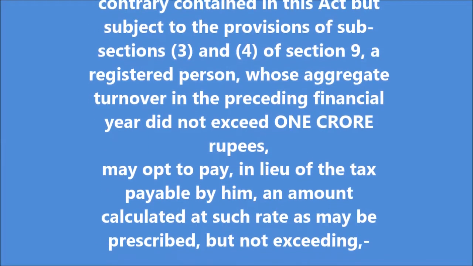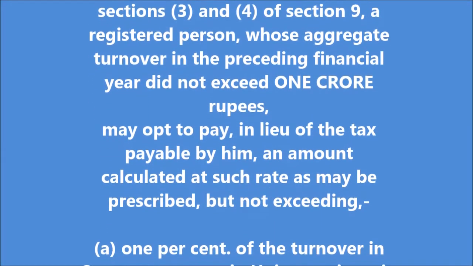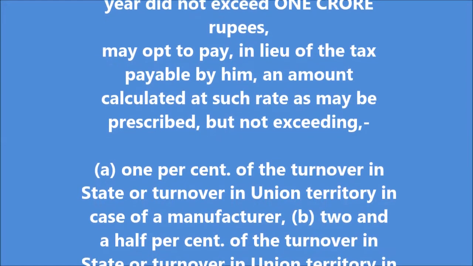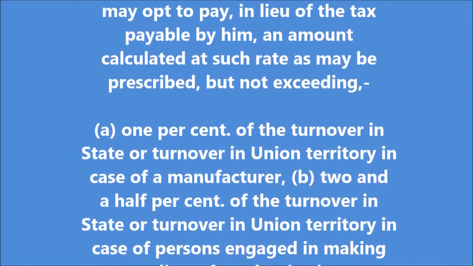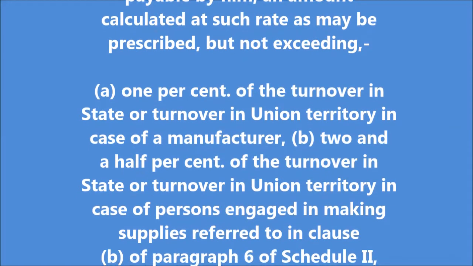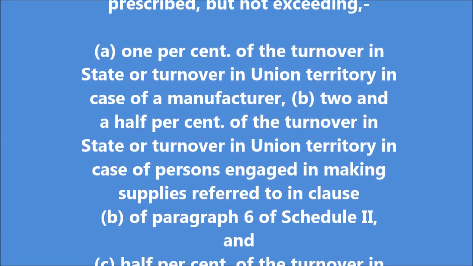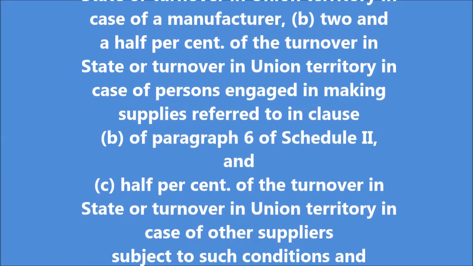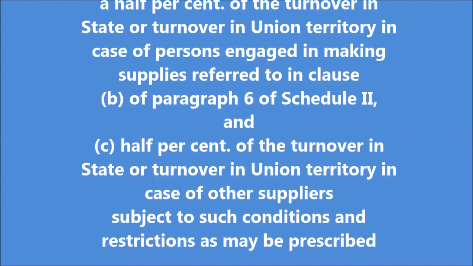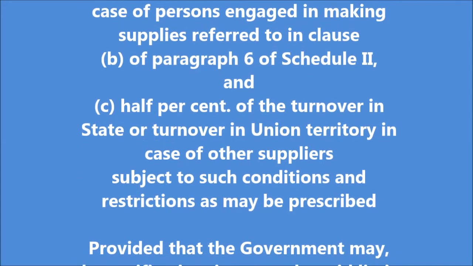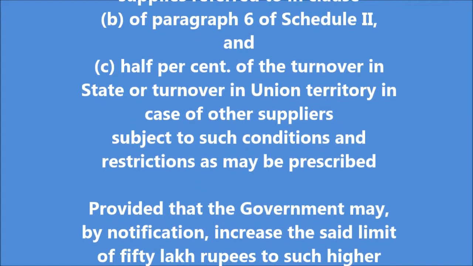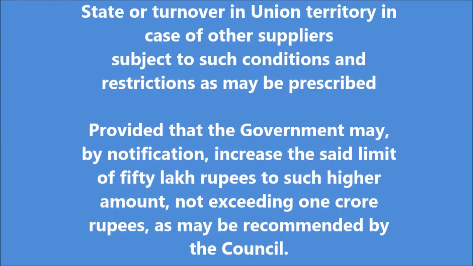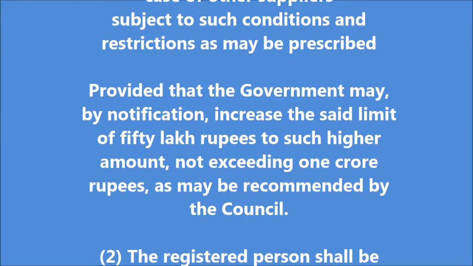may opt to pay, in lieu of the tax payable by him, an amount calculated at such rate as may be prescribed, but not exceeding, a. 1% of the turnover in state or turnover in Union Territory in case of a manufacturer, b. 2.5% of the turnover in state or turnover in Union Territory in case of persons engaged in making supplies referred to in Clause b. of paragraph 6 of Schedule 2, and c. 0.5% of the turnover in state or turnover in Union Territory in case of other suppliers.